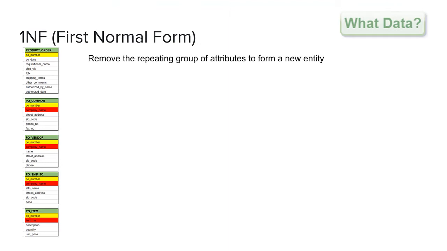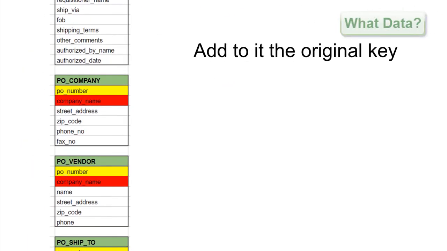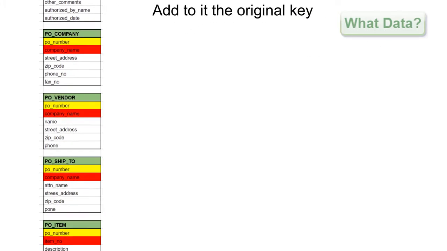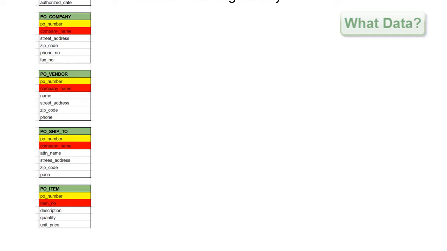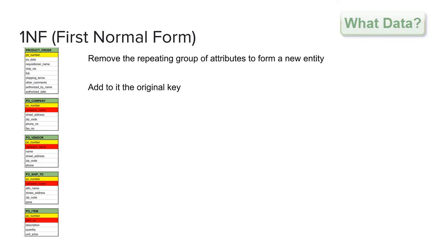For the groups that we have identified, we now separate these groups from the original entity and add the original key to these new repeating entities. You can see for the entity PO Company, where we had a primary key of the company name, to relate this back to our original product order, we add the field PO number to the company entity. And similarly, we do the same for PO Vendor, PO Ship, and PO Item by adding the PO number to each of the new entities. This ensures that we now have a relationship between the original product order and our new entity groups.